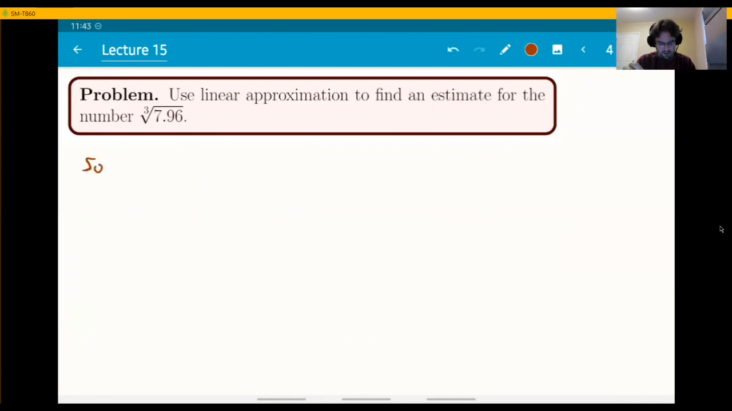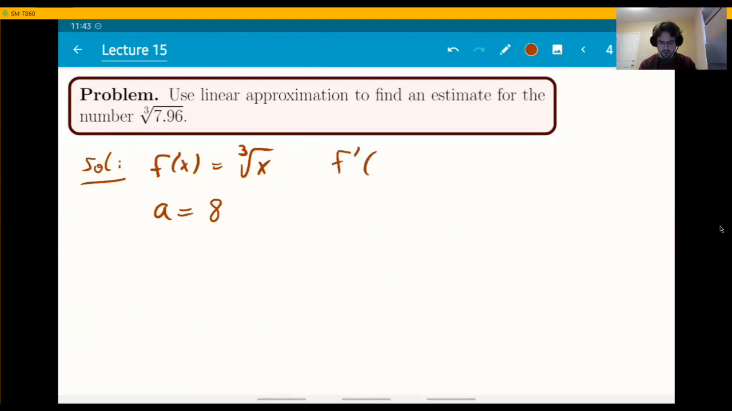In this case, solution. If you think about f of x as the cube root function, then you're trying to find the cube root of a specific number, 7.96. But you know it for a very close number to it, the number 8. Cube root of 8 is 2. So this 8 should be your a. It should be the number where the linear approximation is based. Let's try to find this linear approximation function now.